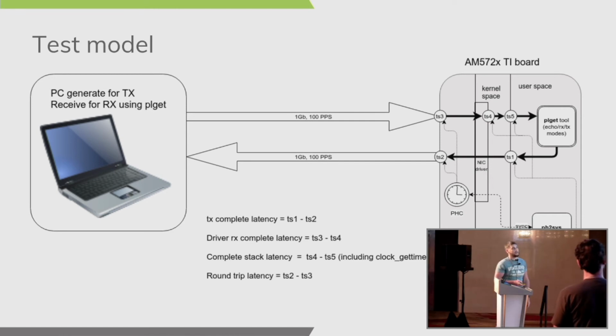This is a basic scheme for this. And usually I do measurements for mainline kernel, but this time I just decided to do measurements for RT kernel, and the closest one I found in TI was 4.19. I can apply my AF_XDP changes on this and do measurements.